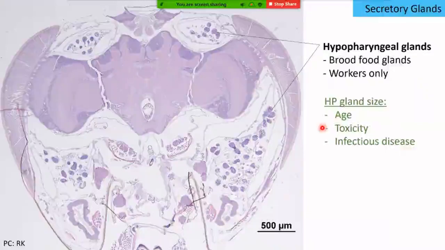We also know now that hypopharyngeal glands are sensitive to toxic stimuli and will decrease in size in response to some fungal and insecticidal stimulus or the combination of the two. Another important thing to note is that hypopharyngeal glands are also sensitive to infectious disease.